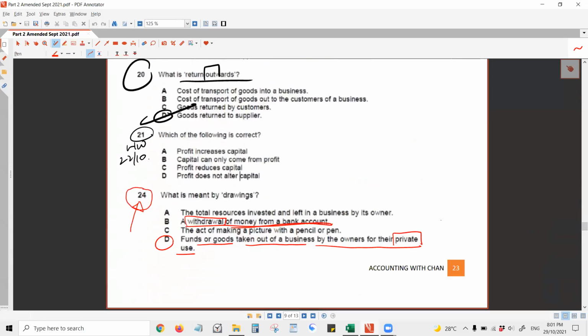Okay, this is homework, agree? Okay, page 23, question 21. Okay, we discuss this first. Which of the following is correct?